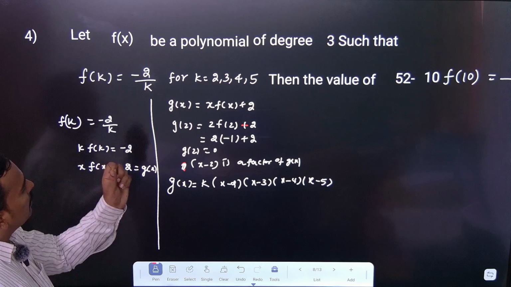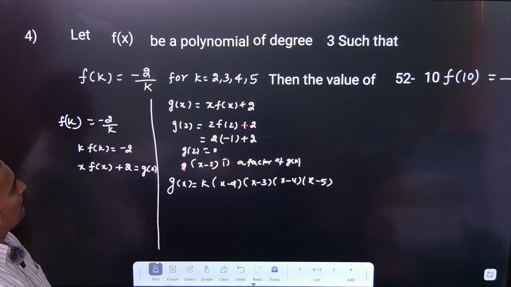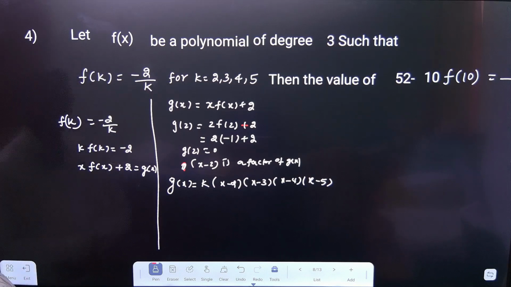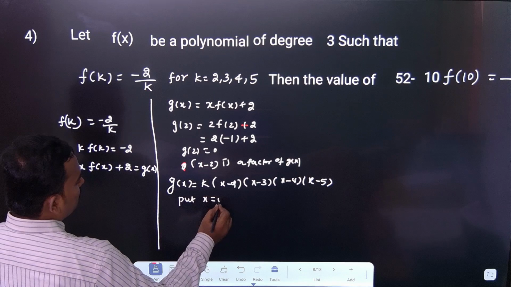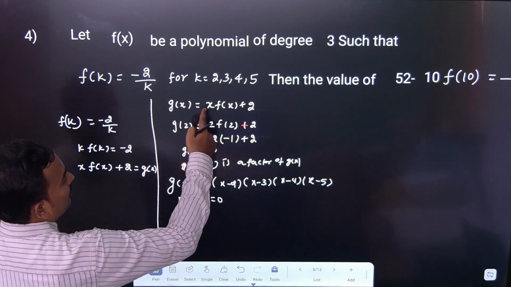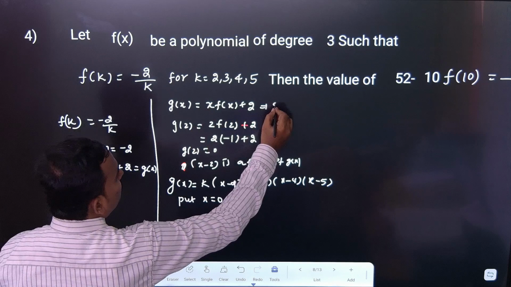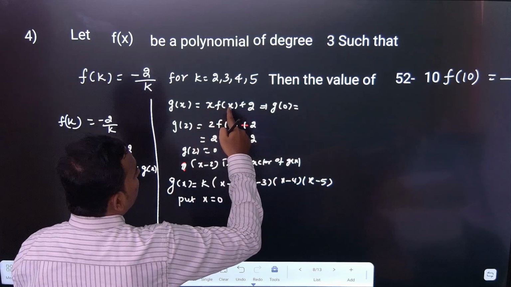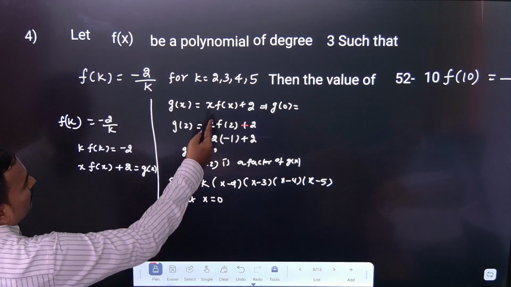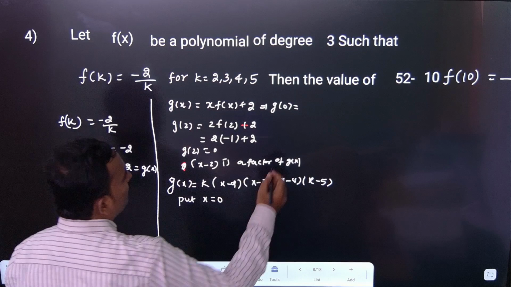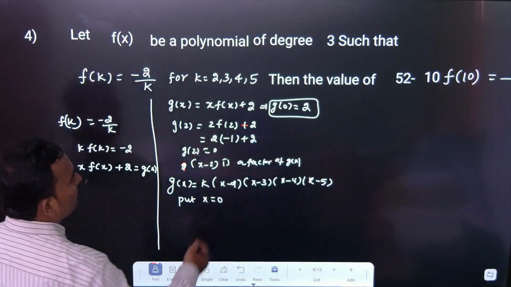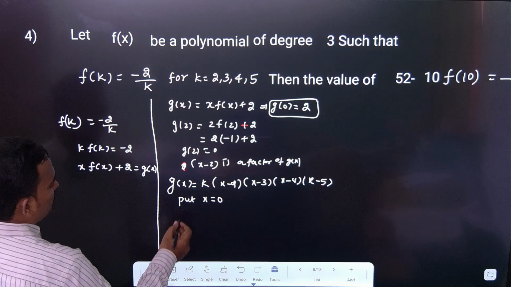Okay, now our target is to find the k value. How to find the k value? So we need g of 0, because to find k we put x equal to 0 and substitute. If you put x equal to 0, what will g of 0 be? It is 0 into f of 0, and 0 into something will always be 0, no? So we will get 0 plus 2, it is 2.